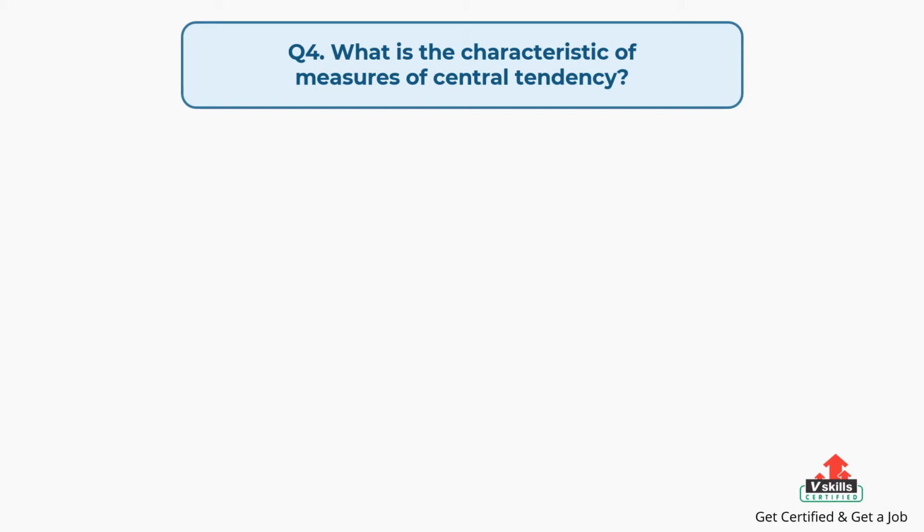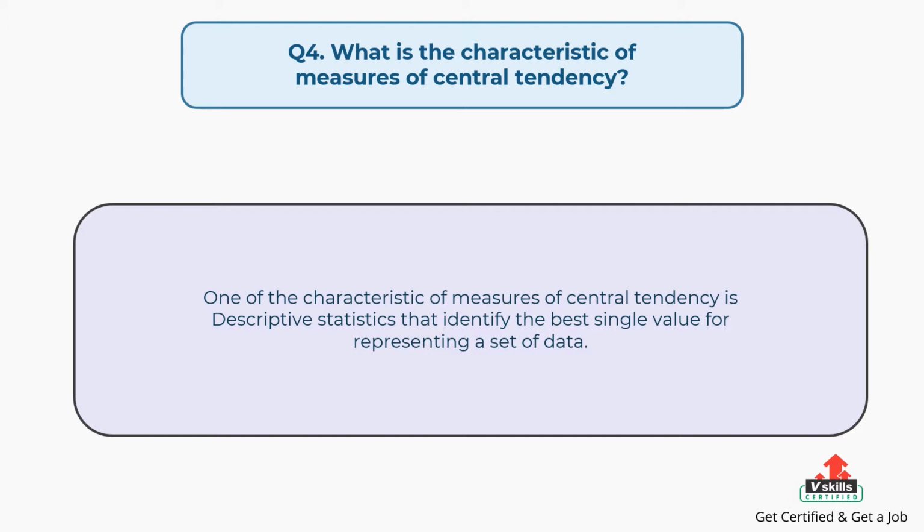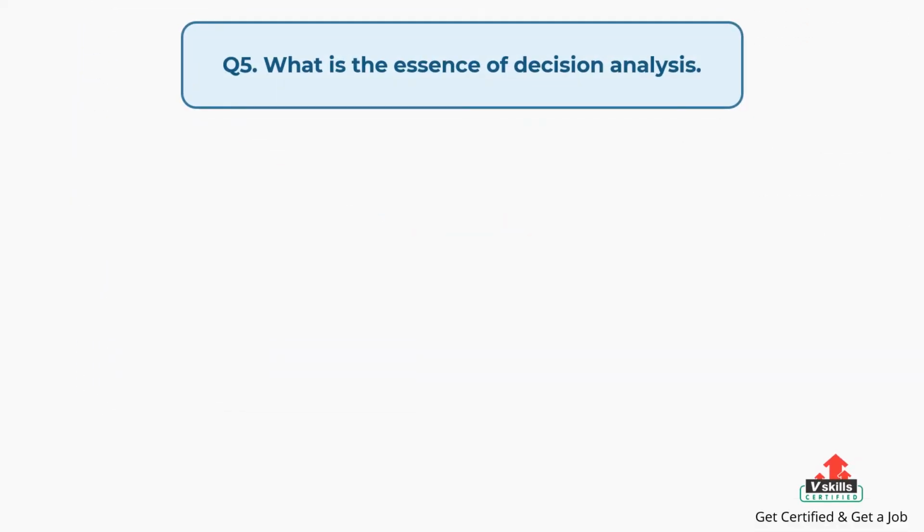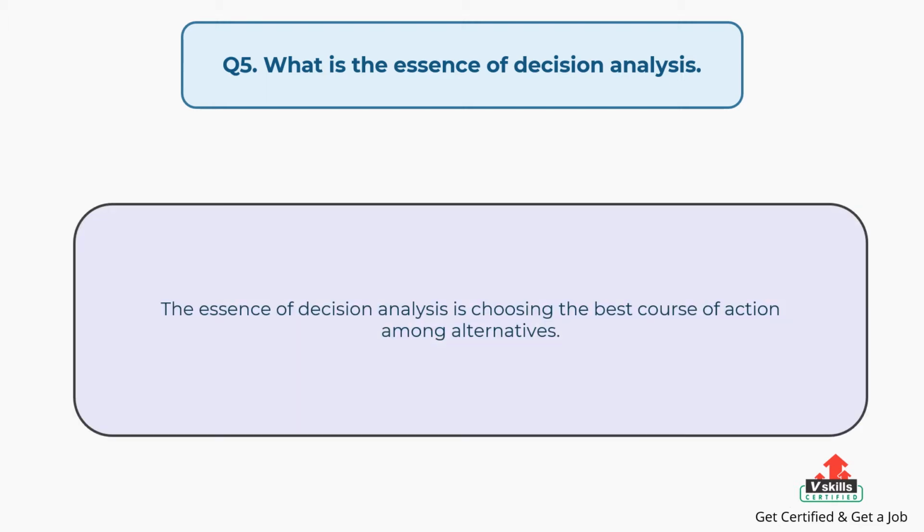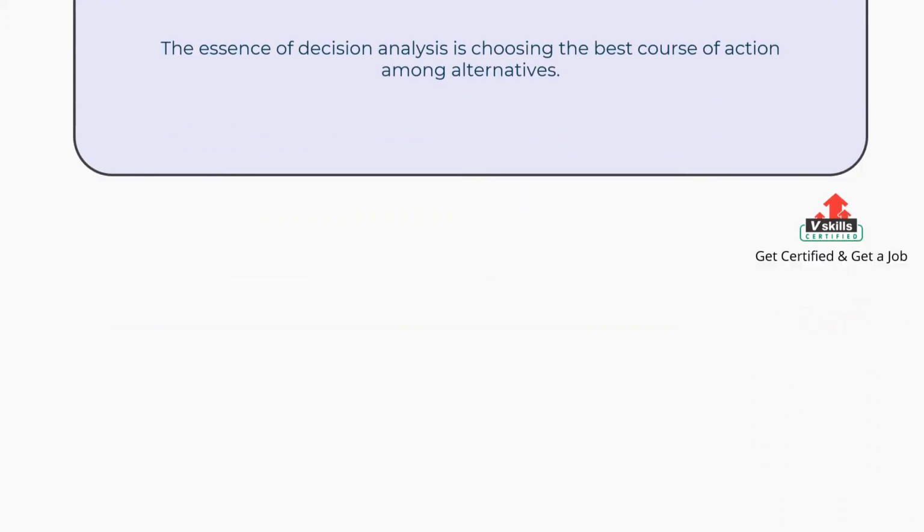Question number 4. What is the characteristic of measures of central tendency? The answer is, one of the characteristics of measures of central tendency is descriptive statistics that identify the best single value for representing a set of data. Question number 5. What is the essence of decision analysis? The answer is, the essence of decision analysis is choosing the best course of action among alternatives.